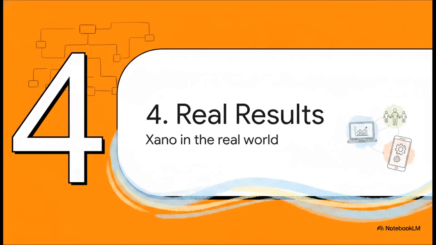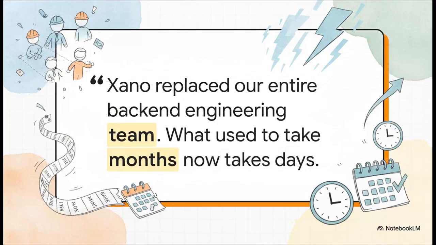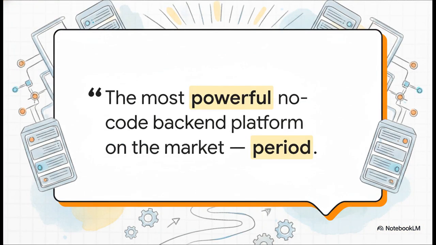Okay, a fancy feature list is great, but what does that mean in the real world? How does this actually stack up when people try to build real products with it? Check out this quote. Xano replaced our entire back-end engineering team. I mean, just let that sink in for a second. The cost savings, the time saved, what used to take them months now takes them days. That's just insane.